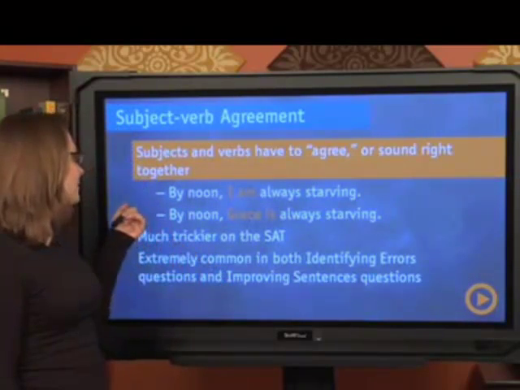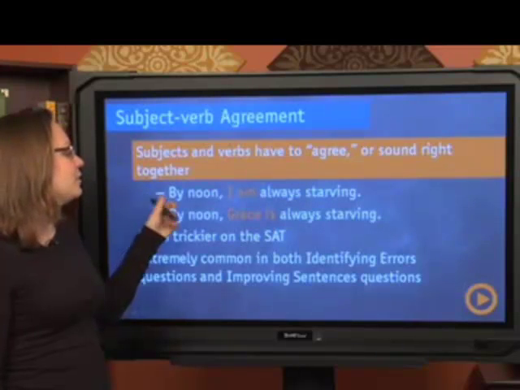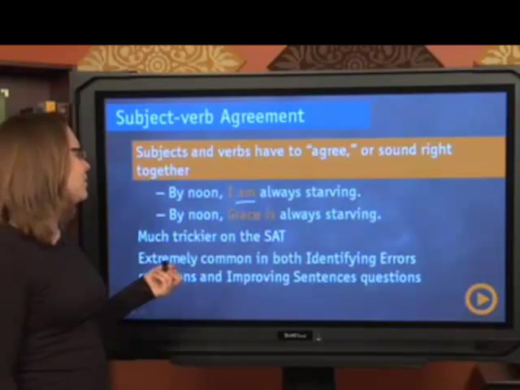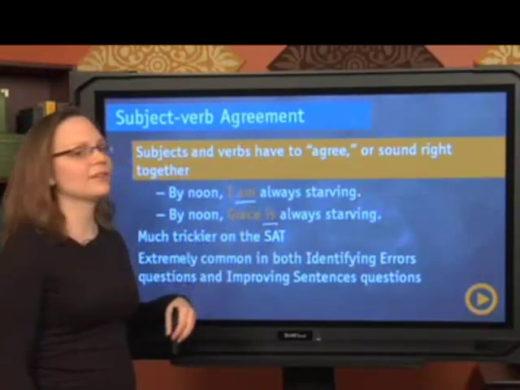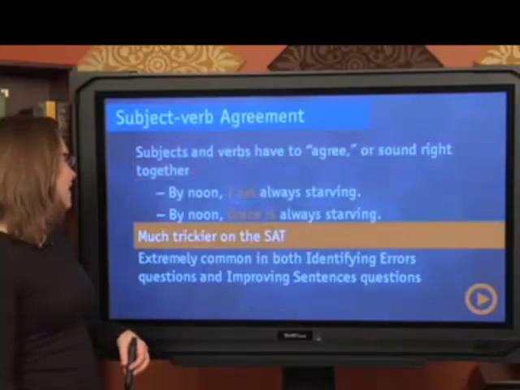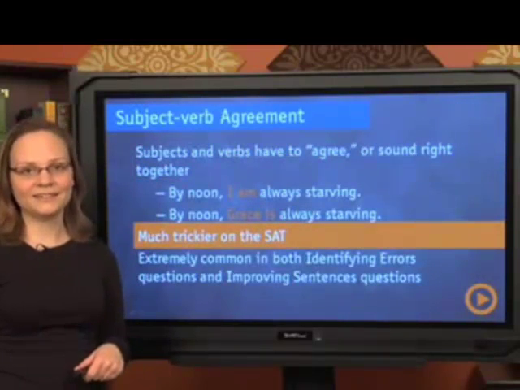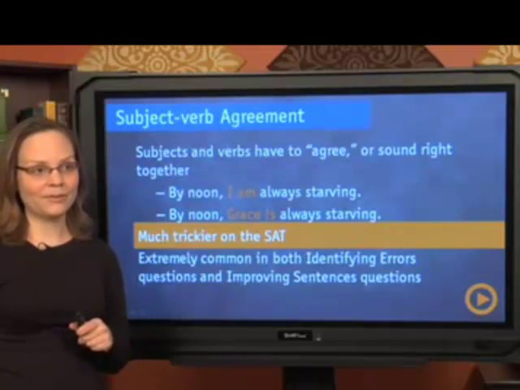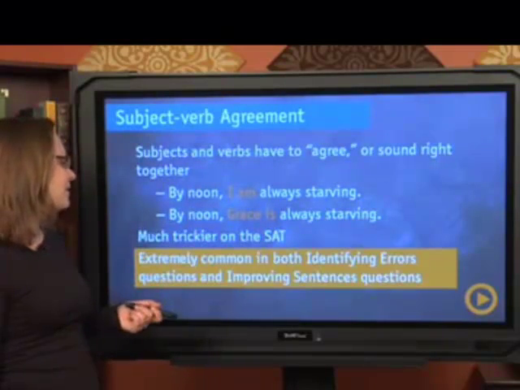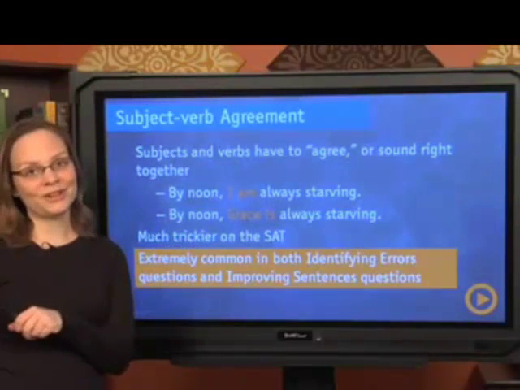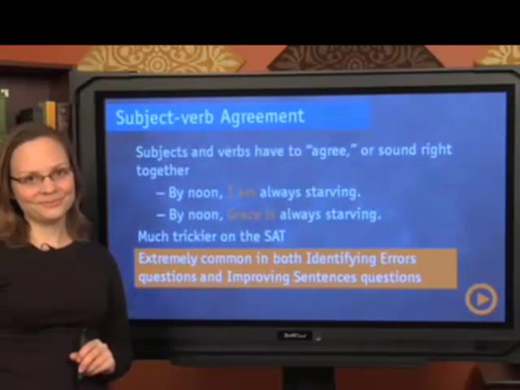For instance, subject-verb agreement explains why you say, by noon, I am always starving, but you say, by noon, Grace is always starving. Subject-verb agreement is the idea that the subject determines how the verb sounds or conjugates. Now, of course, it's going to be much trickier than I am and Grace is on the SAT, and you'll have to watch out for subject-verb agreement on two major question types, identifying errors and improving sentences. Now, like I said, it gets much trickier, so let's go into depth now.